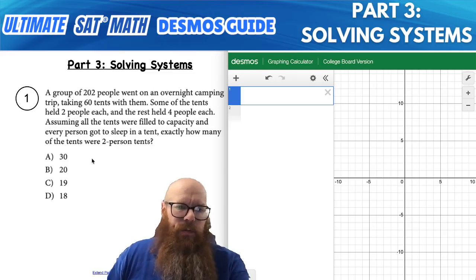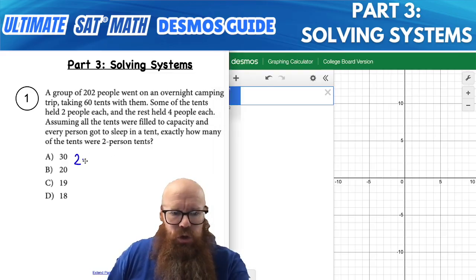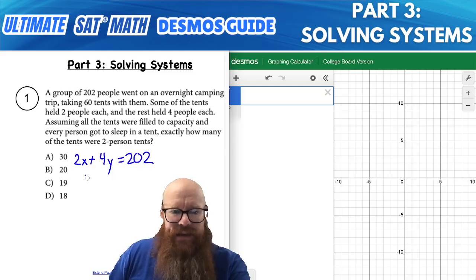So basically, we can say that X is the number of 2 people tents. So that's 2X, plus, and Y is the number of 4 people tents, so 4Y, and that's a total of 202 people. And then our tents are just X plus Y equals 60.